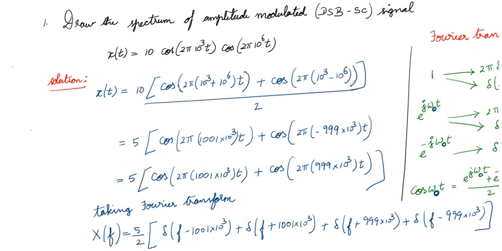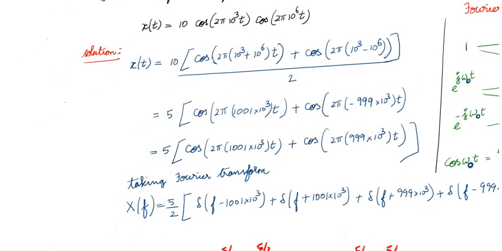This is the first question. Draw the spectrum of the amplitude modulated. If I say amplitude modulated, the meaning is double sideband. That's particularly amplitude modulated double sideband suppressed carrier. So the question is 10 cos 2 pi 10 to the power 3t cos 2 pi 10 to the power 6t.